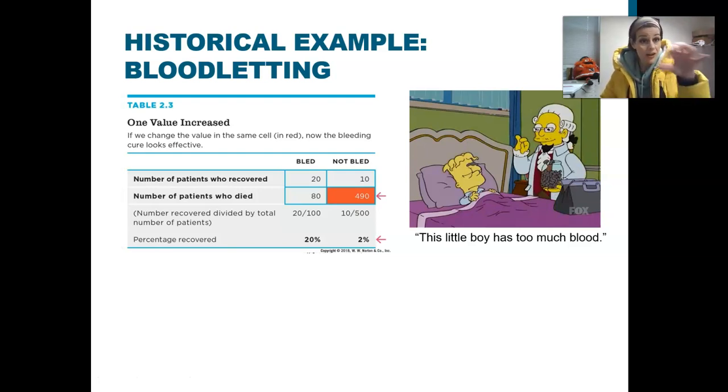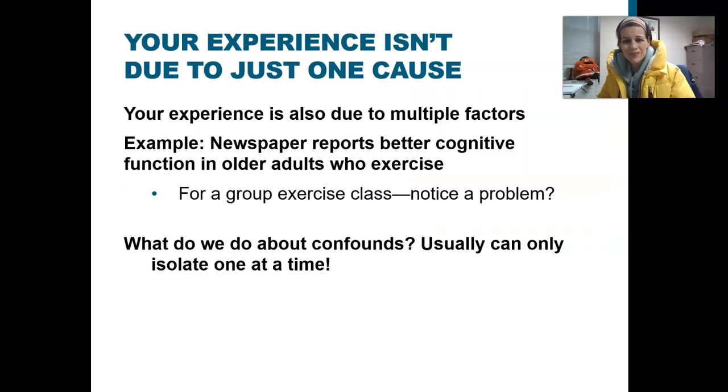We need to look at our appropriate comparison groups. If we don't have that, we can't make a clear claim that our experience is the main truth. Bloodletting works. I have cosmic powers because I thought of my friend and then they called. So I'm going to finish on this slide. Your experience is not just due to one cause. Everything that happens to you is a combination of biological factors, psychological factors, and social factors from a psychological standpoint.